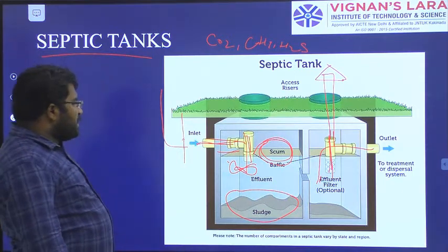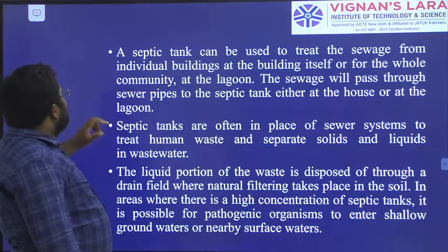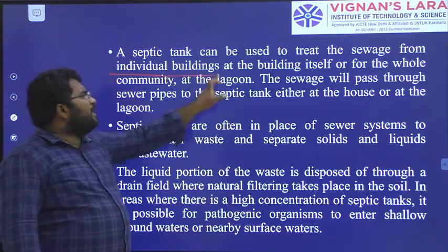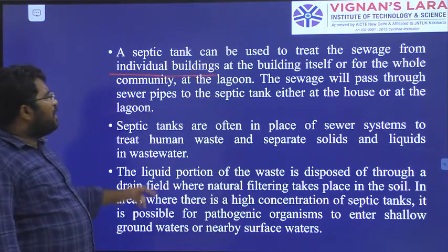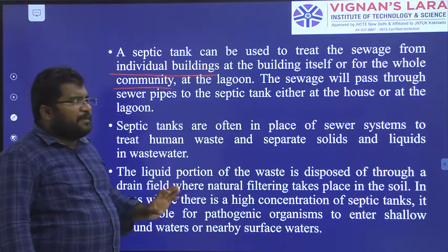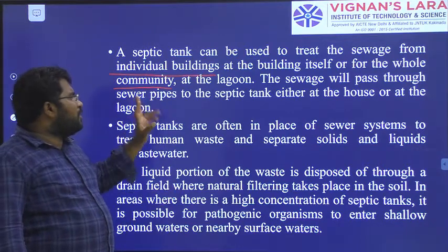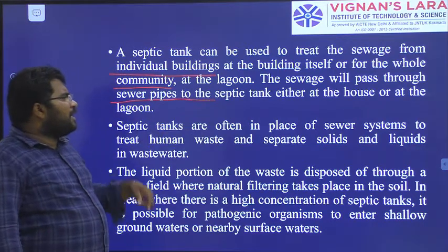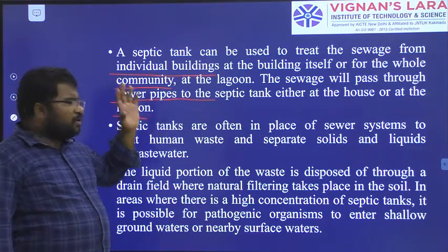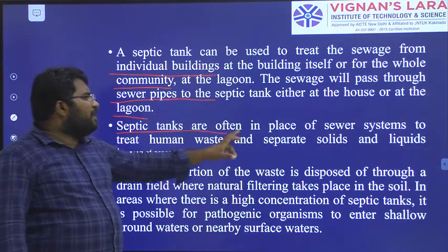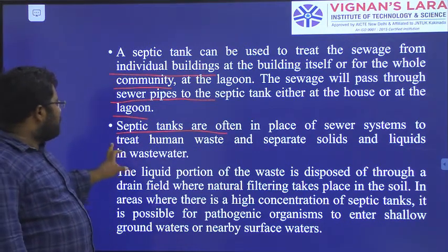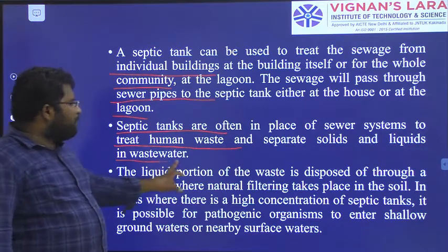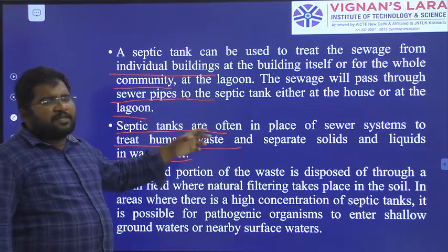So let us discuss these things. A septic tank can be used to treat the sewage from individual buildings at the building itself, or for the whole community. The sewage will pass through sewer pipes to the septic tank either at the house or at the lagoon. Septic tanks are often used in place of a sewer system to treat human waste and to separate solids and liquids in the wastewater.